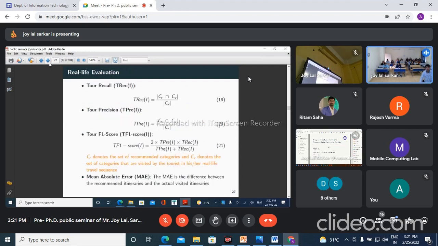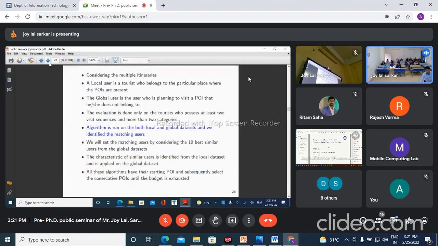So like that, I have considered some real life evaluation: tour recall, tour precision, and tour F1 score. So these 3 parameters and mean absolute error, I mean these four parameters I have considered here. So this is all about my simulation parameters.